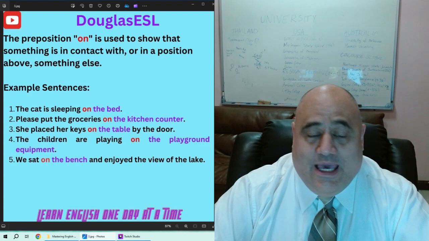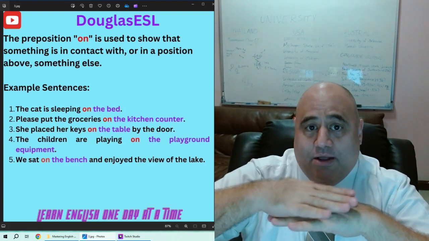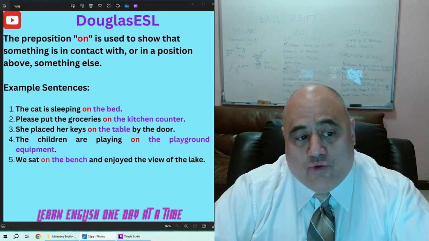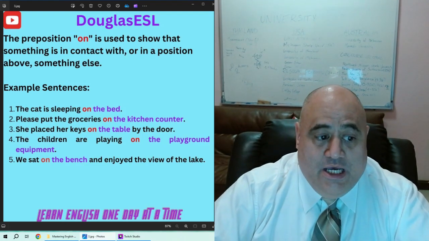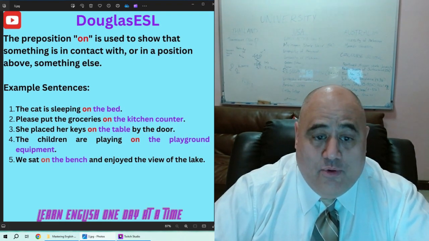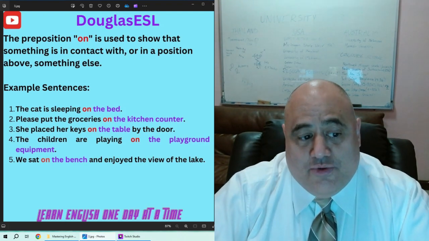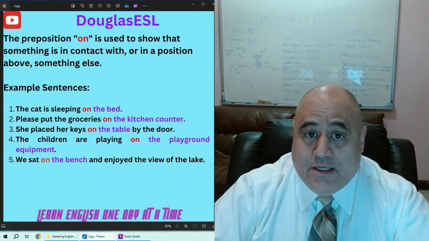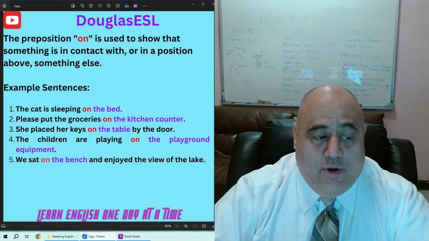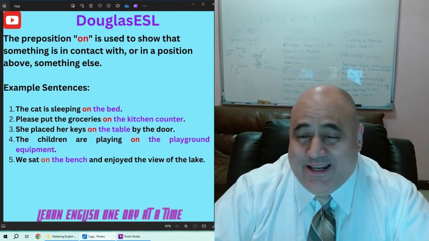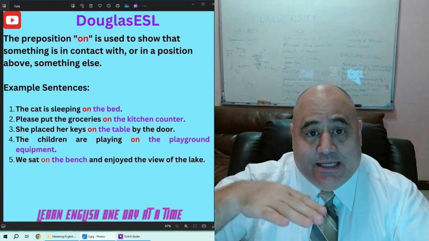Number one, the cat is sleeping on the bed. He's actually physically on top of the bed, on the bed. Please put the groceries on the kitchen counter, placing it on something. She placed her keys on the table by the door. She put her keys on top of the table. The children are playing on the playground equipment. They're playing on swings and monkey bars. Number five, we sat on the beach and enjoyed the view of the lake, sitting on top of the sand, sitting on the beach.